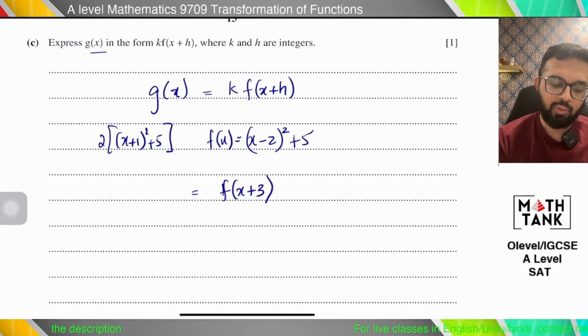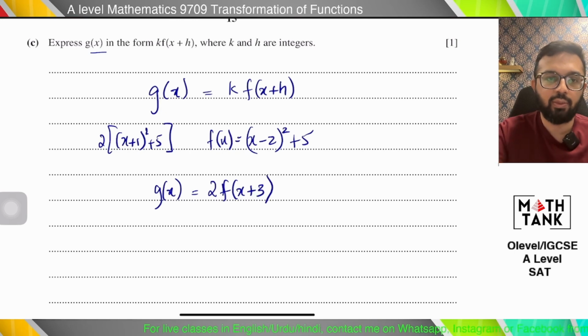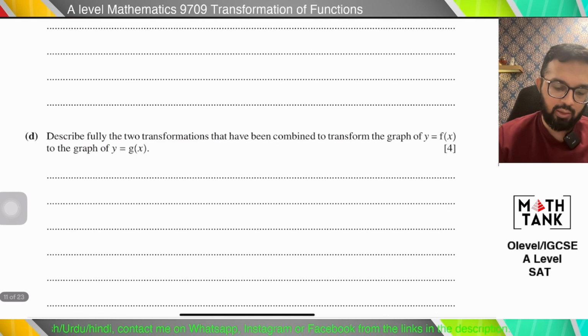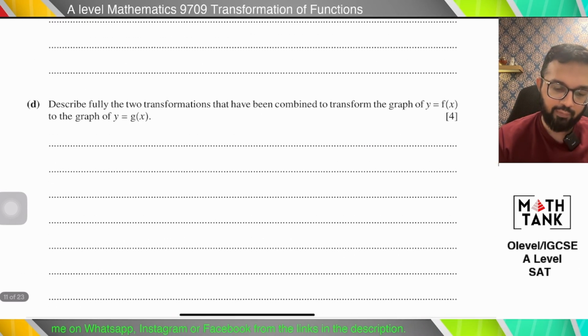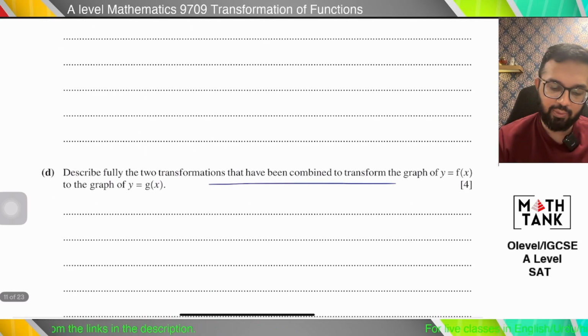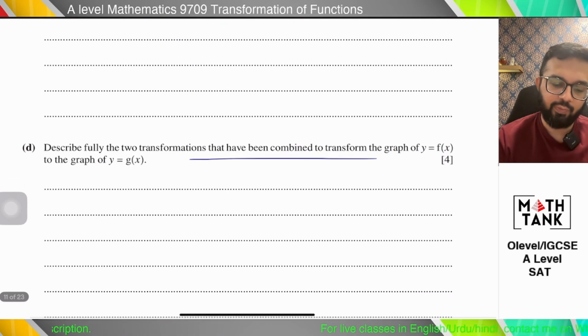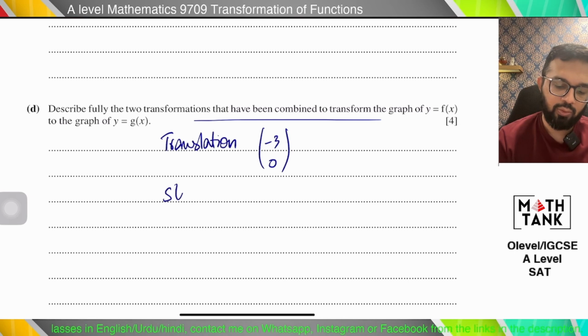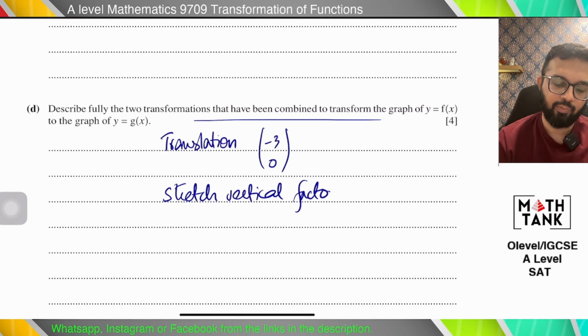Okay, and then there is a 2 outside. That's a vertical stretch once you've done all the movements in the translation. Okay, I think that should give you the correct answer. I will still have to check. There is one part left. Describe fully the transformations that have been combined to get from the graph of y equals f of x to the graph of y equals g of x. So first there's a translation, minus 3, 0, then a stretch, vertical, factor 2, and that's the order of the transformations.